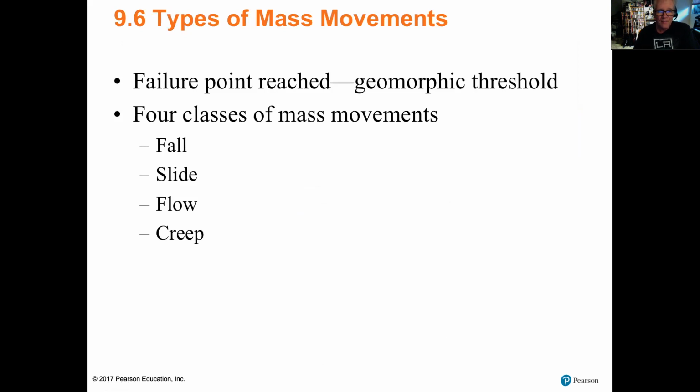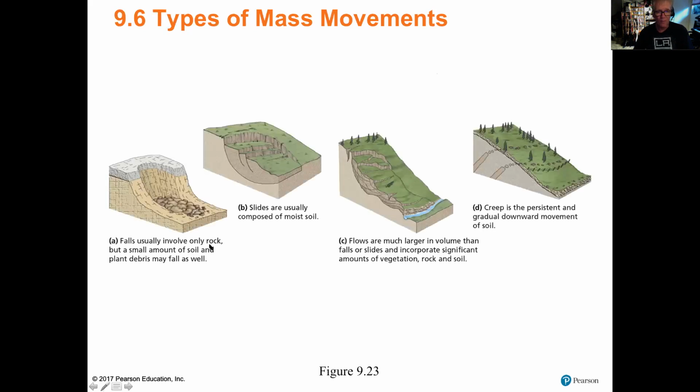So you get this failure point where you have altered something that affects the angle of repose, the geomorphic threshold. And so we reach a failure point. And so we get four classes of mass movements. That mass is going to move somehow. It's either going to fall, it's going to slide, it's going to flow, or it's going to creep. One of those four. This is in your book, so make sure you pay attention to this, and the animations will cover this. So watch the animation; it'll give you an animated view of how each one of these works.